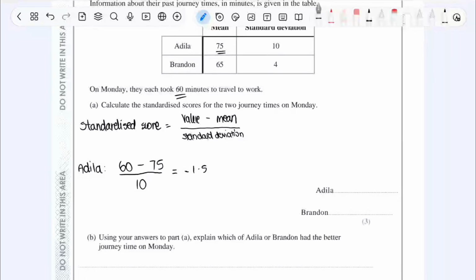Now we'll do the same thing for Brandon. Again, we take the value, which is 60 again. We subtract his mean, which is 65, and divide it by his standard deviation, 4. This gives us negative 1.25. And there's our 3 marks. As long as you knew the formula, from there it's really straightforward.